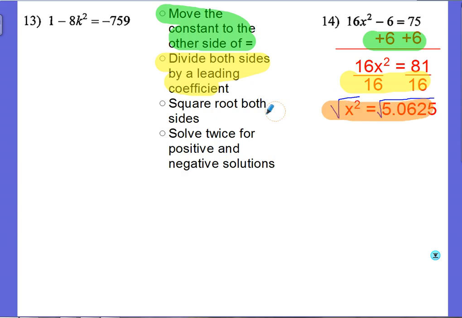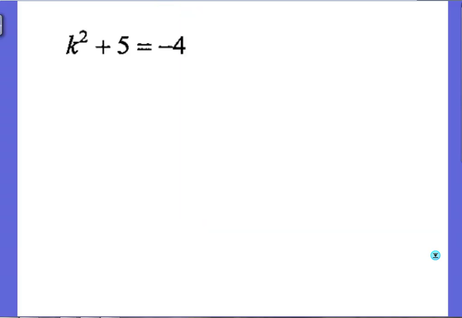Square root both sides is what I did here. Okay. And I get an answer of x equals plus or minus 2.25. So we're not solving twice for positive and negative solutions because I've already isolated x. It's not in parentheses. Okay. So those are my solutions.